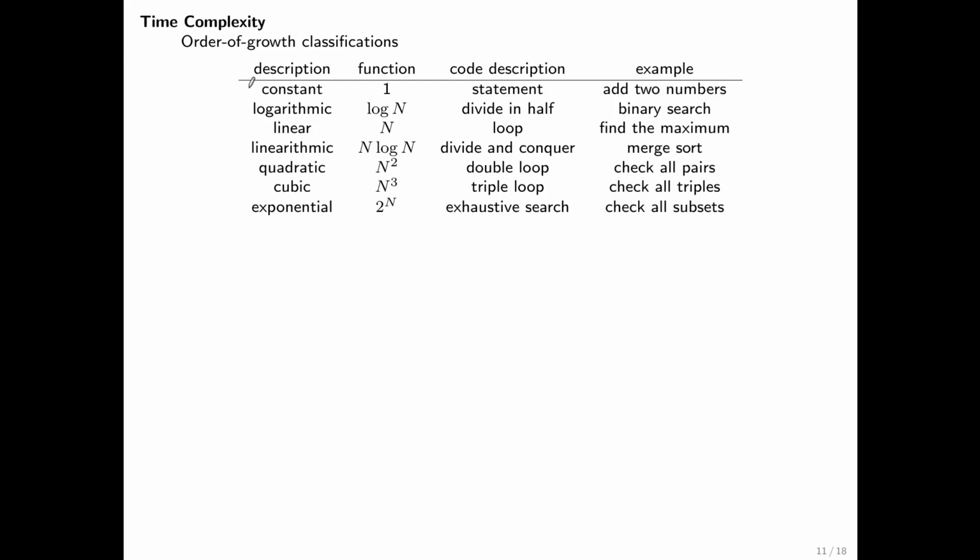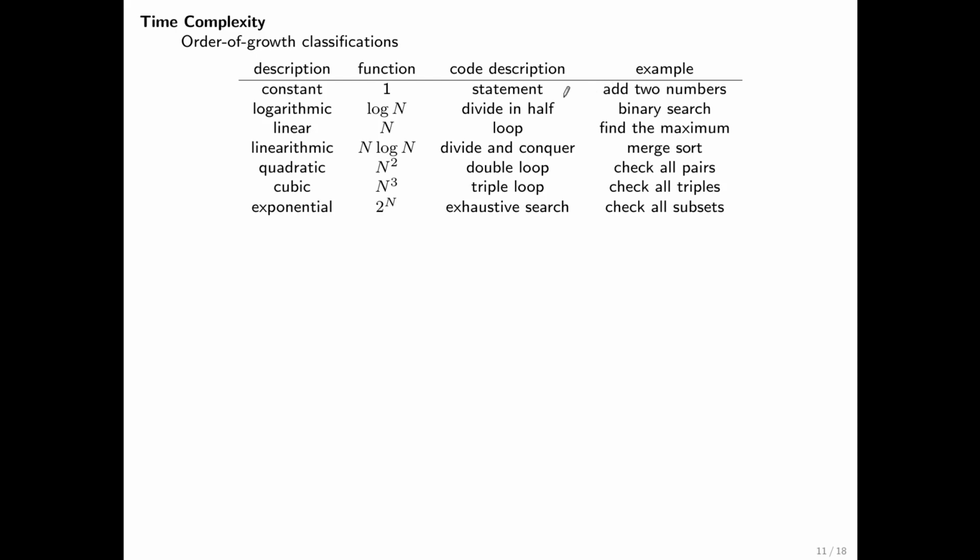The very first class is the constant class, which in math you simply write as 1. What this means is that the running time does not depend on the input size. Regardless of what the input size is, the program runs in constant time. This is the best possible order of growth. A good example to keep in mind is just adding 2 numbers, which has constant time performance.